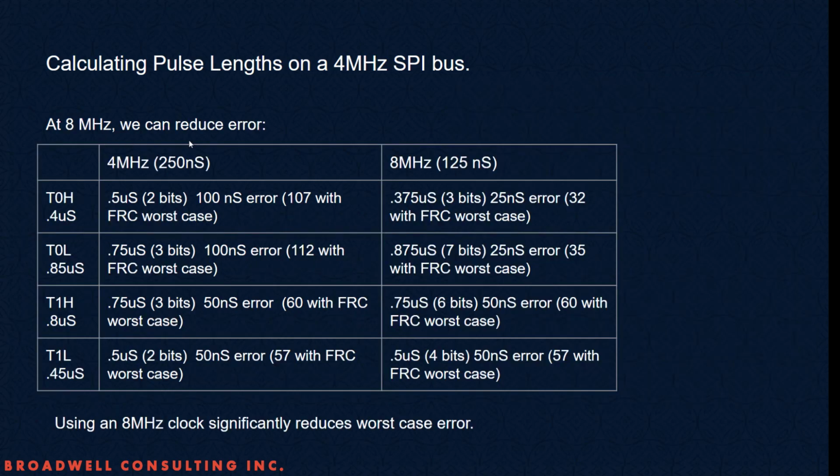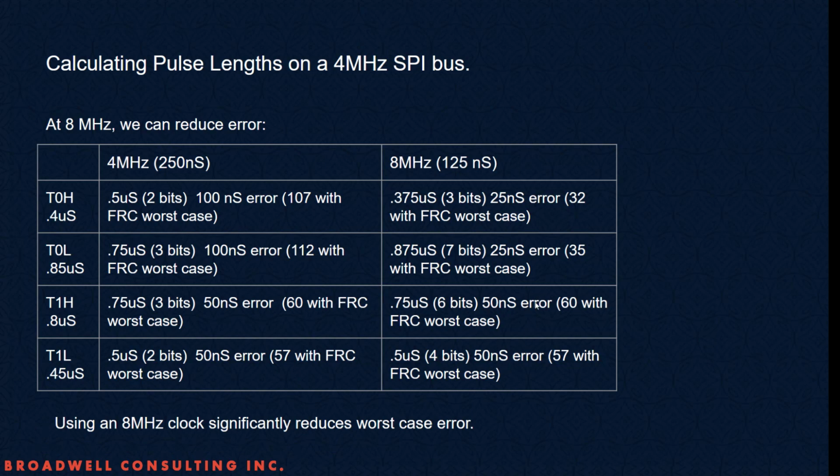At 8 megahertz, we can reduce the total error. Our target is 0.4. We can get to 0.375 by using 3 bits that are 125 nanoseconds long. If we're shooting for 0.85, we can get 0.857 by using 7 bits. If we're shooting for 0.8, we can get 0.75 with 6 bits. And if we're shooting for 0.45, we can get 0.5 with 4 bits.